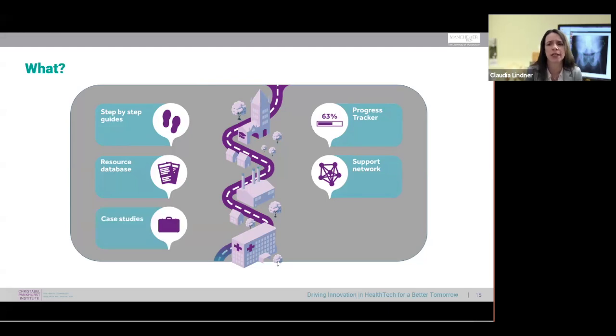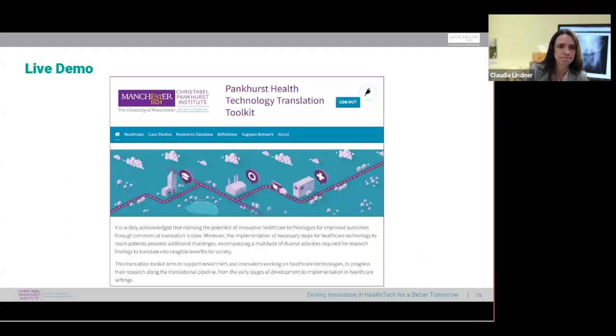And to provide some learning and insights from people who have successfully gone through this process, we are complementing the toolkit with a number of inspiring case studies. Okay, so let's have a look at the toolkit.